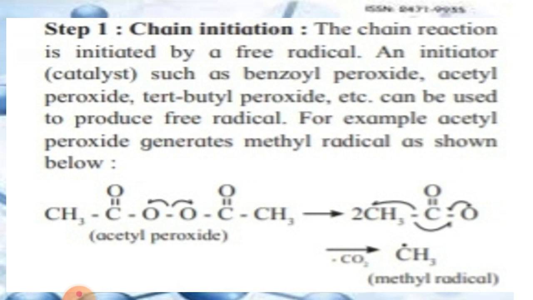Now the first step, your chain initiation step. The chain reaction is initiated by a free radical. We have studied that the chain reaction is initiated by a free radical, and that initiator, a catalyst such as benzoyl peroxide, acetyl peroxide, tertiary butyl peroxide, etc. can be used to produce free radical.